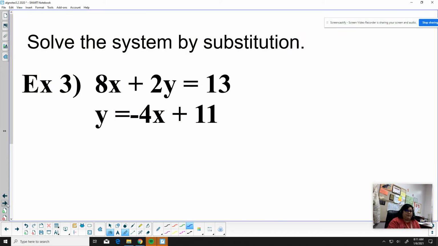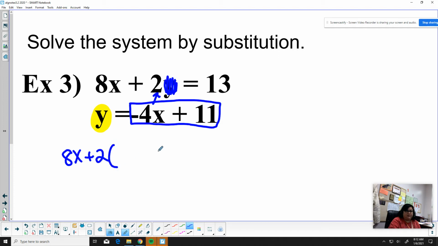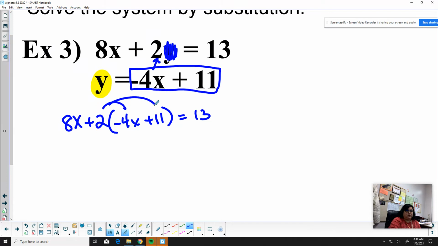Let's try number 3. You can see here that the y is alone. So we're going to take this whole piece, negative 4x plus 11, and plug this in for y in the other equation. I look up here, here's the y, so I'm taking that and putting it in there next to the 2. So the 8x will drop, the plus 2 drops, and then in the parenthesis, I put the negative 4x plus 11, and then I drop the equals 13. Okay, so I'm going to distribute. So 8x minus 8x plus 11 equals 13.